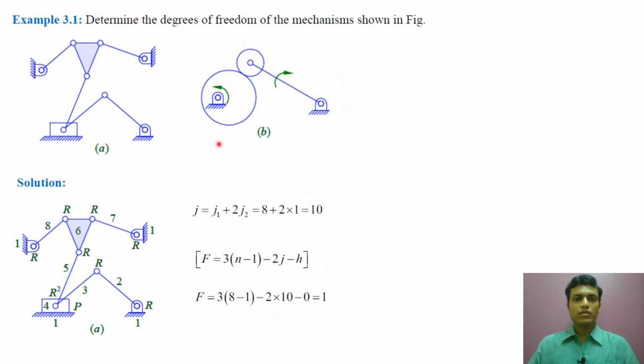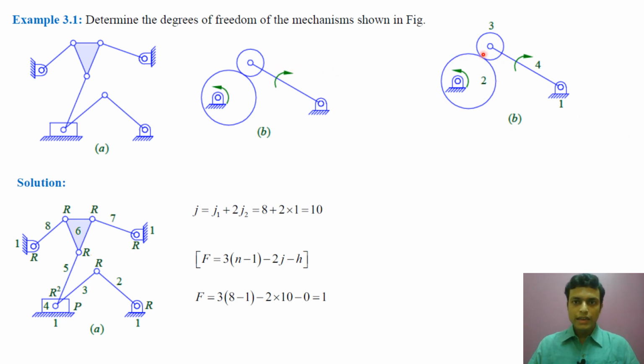Now let us go for mechanism B. Here link 3, this disk is link 3, has a redundant degree of freedom because link 3 can rotate without transferring motion to link 2 and link 4. This can be rotated about this axis without transferring motion to link 4 and link 2. So here exists one redundant degree of freedom. And how many links? 4 links. How many lower pairs? 1, 2, 3, 3 revolute pairs.